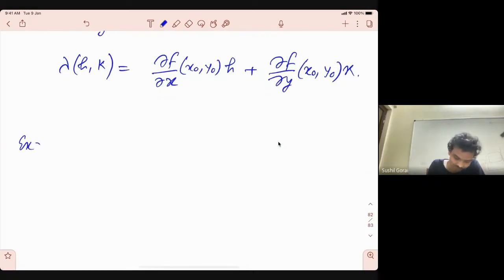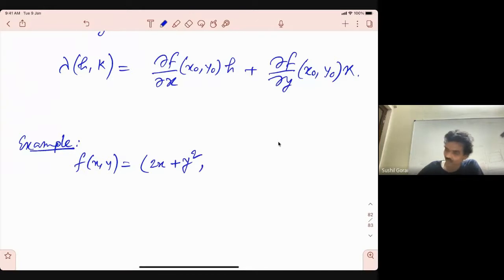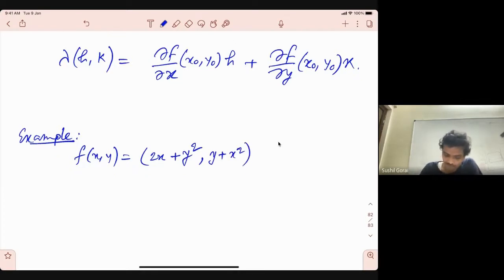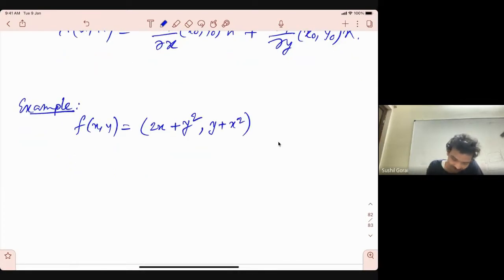It's an example. The example we'll take is this one. Let's say f of (x, y) equals (2x plus y squared, y plus x squared). So what is the derivative lambda?